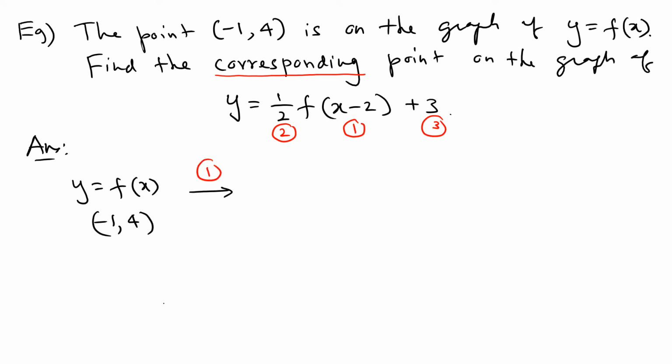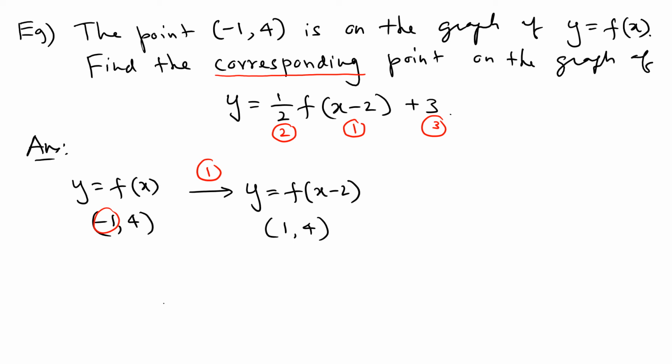When you do the first transformation, your new equation is y equals f(x minus 2). That's the first one. So what happened is it's going to shift the x coordinate by 2 units. It only affects the x coordinate. So the -1, if you add 2, it's going to be 1, and the y stays 4. Okay, so that's what happened. So -1 becomes 1 now because you shifted by 2 units.